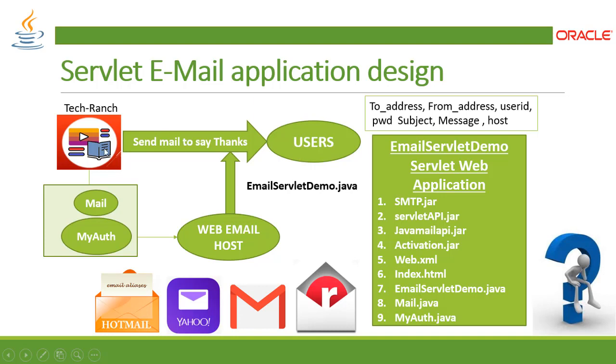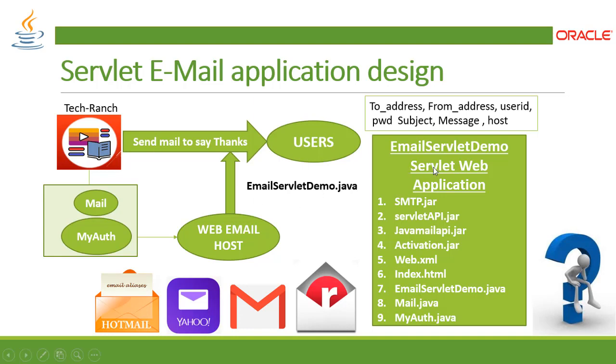So how does it go? TechCrunch has a server where it writes a servlet application. Whenever a user from Hotmail, Yahoo, Gmail, Rediffmail, any web hosting email server, reaches TechCrunch, TechCrunch is saying things to the user from this web email host service. Now it's very interesting to understand how it goes because it's a one-way communication.